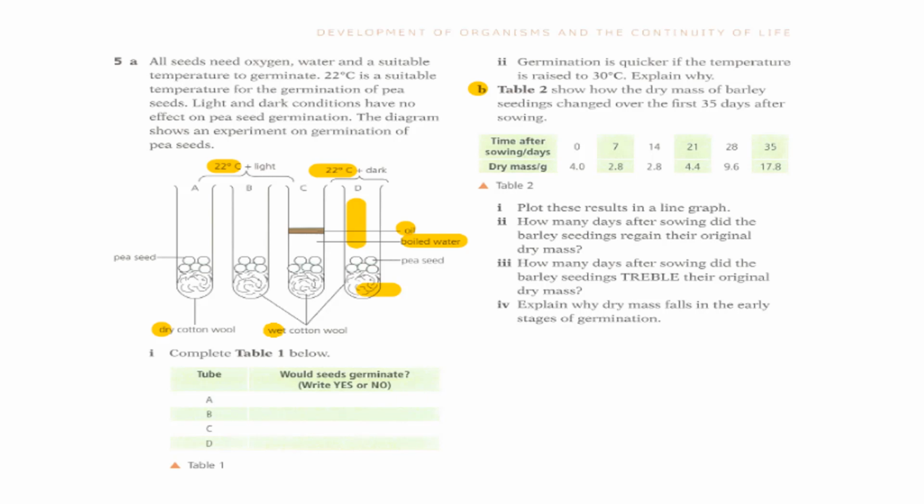As you can see here in this experiment, we have 4 tubes. These 4 tubes contain pea seed, but the third one, tube C, is covered with oil. It contains boiled water, and also it's covered with a layer of oil. We will see how this layer of oil will affect. Now, it says complete table 1 below. For tubes A, B, C, D, would seeds germinate? You should write yes or no.